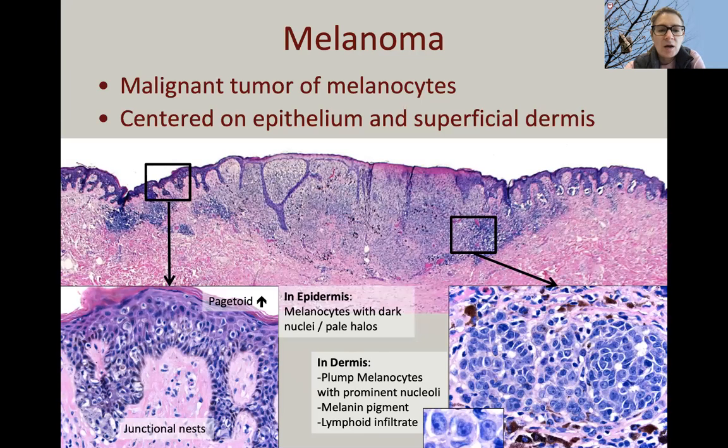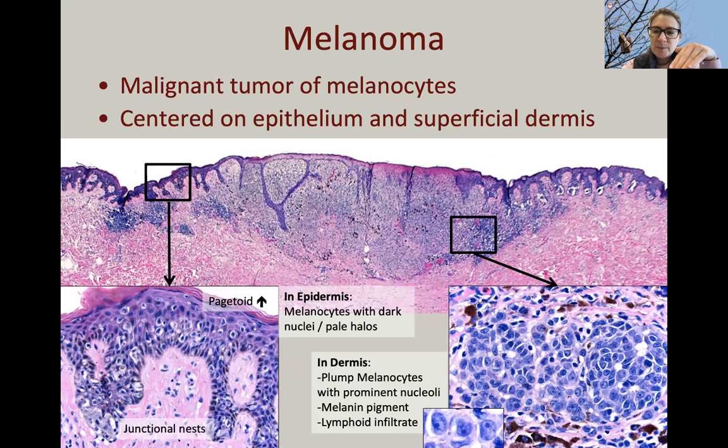All right, moving into melanoma. So this is, of course, your malignant tumor of melanocytes. Usually, the primary melanomas are centered on the epithelium and superficial dermis. They start with a melanocytic proliferation within the surface epithelium. And so as you can see here on the bottom left, there are these atypical cells with very clear nuclei and very dark wrinkled cytoplasm and dark wrinkled nuclei. This would be your in situ melanoma.